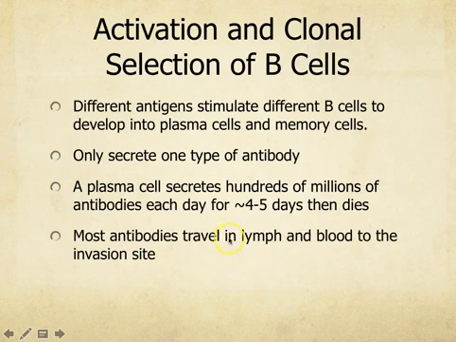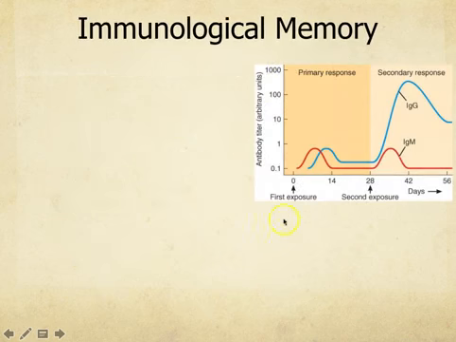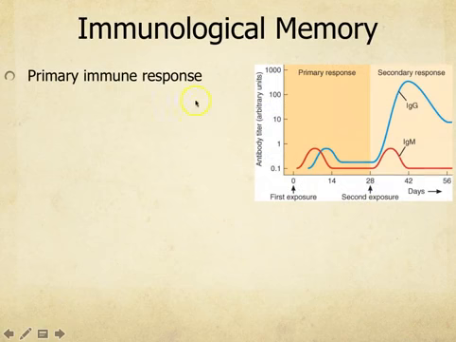So those antibodies, because obviously the B cells are in lymphatic tissue, will travel through the lymph and then into the blood to the site of infection. Okay. So we have what's known as immunological memory. So what you're looking at here are two different classes of antibodies. In red is the IgM, in blue is the IgG.